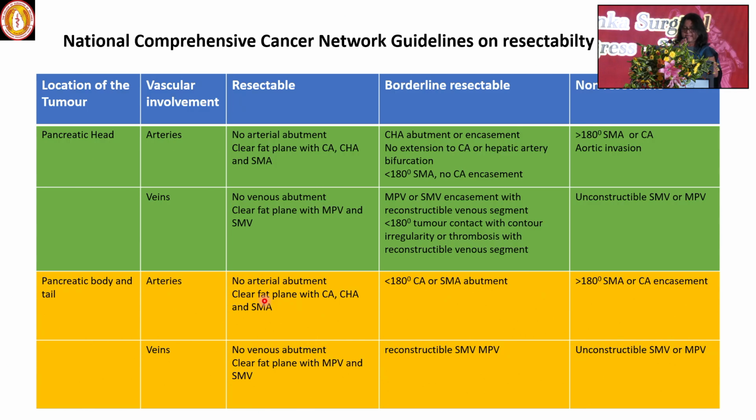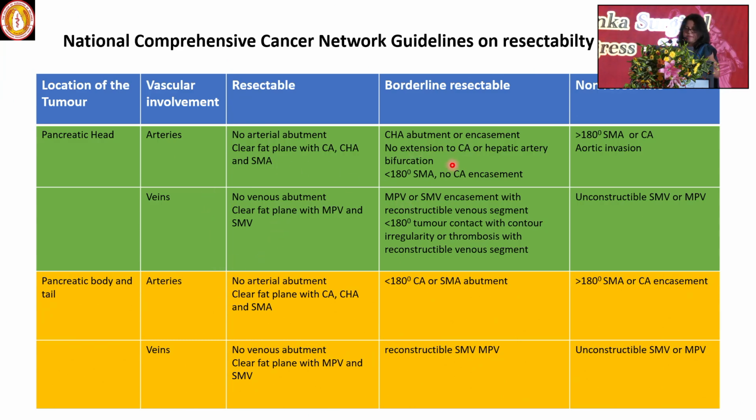For the pancreatic head, the arteries that we consider are the celiac axis, common hepatic artery and superior mesenteric artery. If there is no contact with those arteries, arterial wise the tumor is resectable. Same with the veins: if there is no abutment to the main portal vein and superior mesenteric vein, then that is clearly resectable.